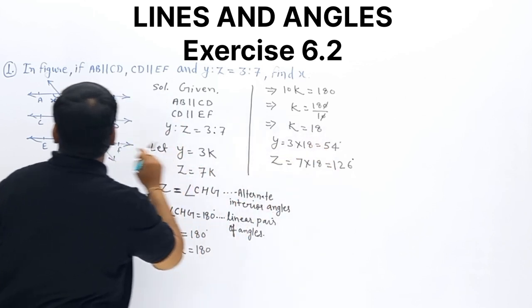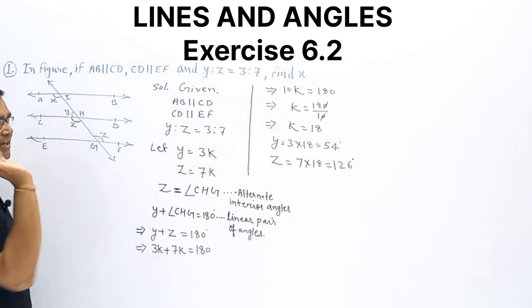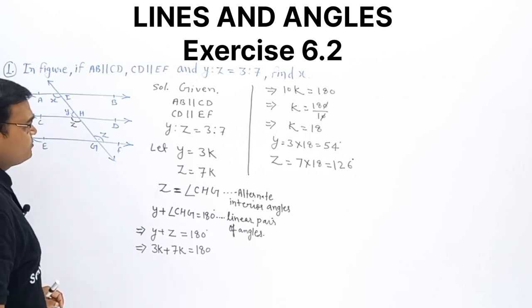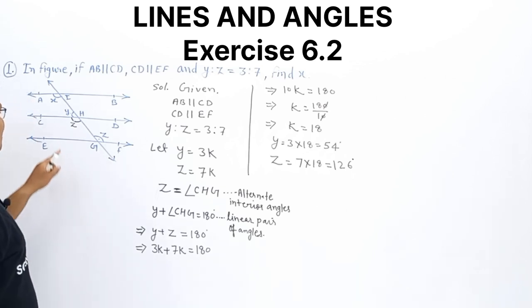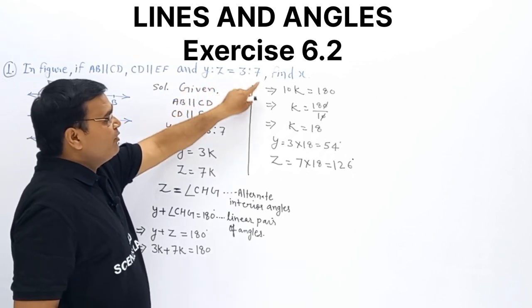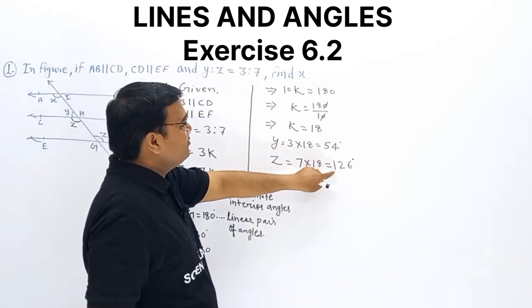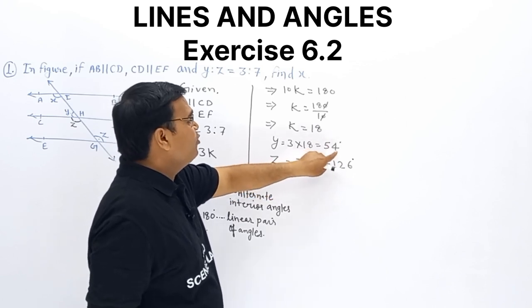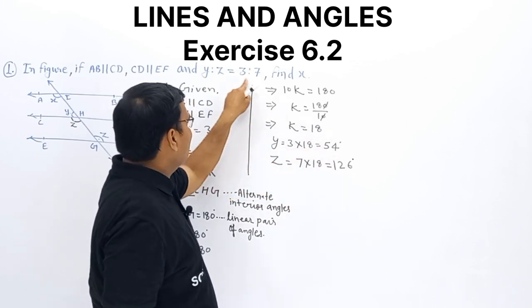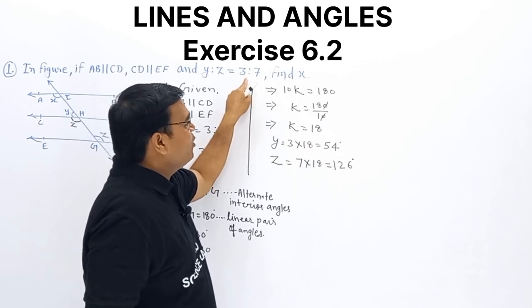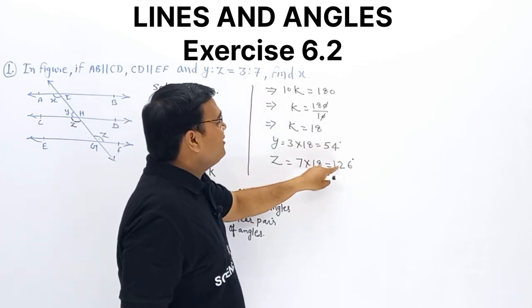Sum of both angles will be what? 180, or we are getting 180 degrees. Clear? Now what did we obtain? We are having y and z in ratio form. Once we simplify, 54 is to 126, we are getting this ratio. Clear? It means it is the simplest form, and the exact angle value will be this one.